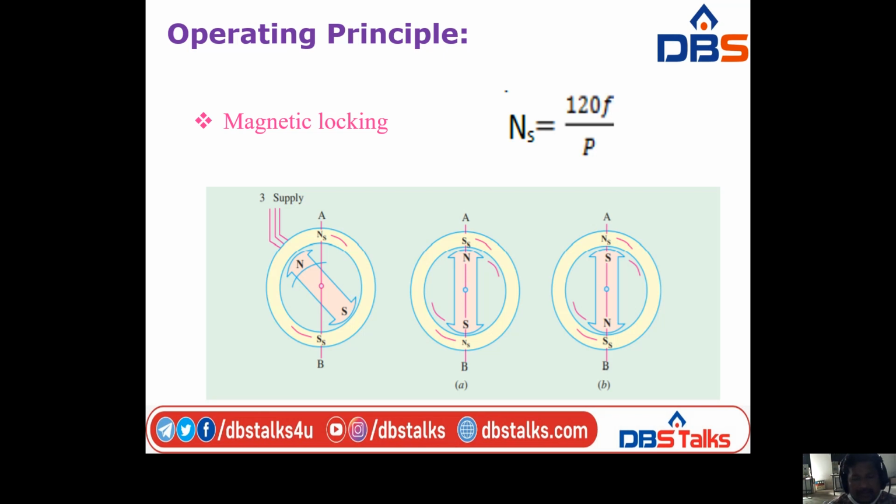Next, let us go to the operating principle. Look at the picture. We give a three-phase AC supply to the stator of the synchronous motor, which develops a rotating magnetic field. That means it rotates with synchronous speed, that is Ns = 120f/P RPM. The main principle involved in the synchronous motor is magnetic locking.